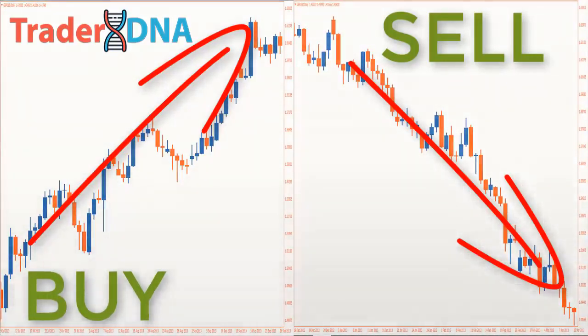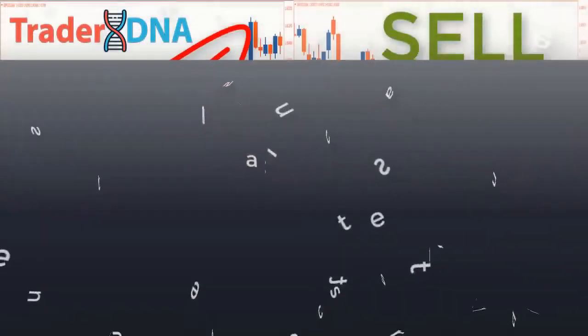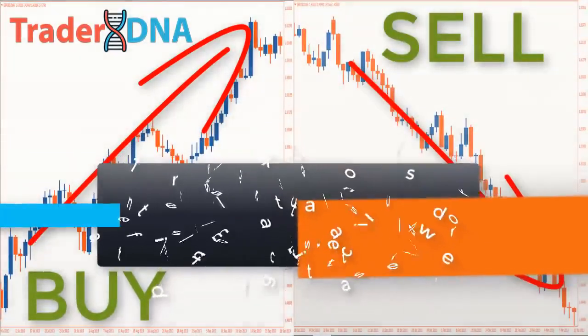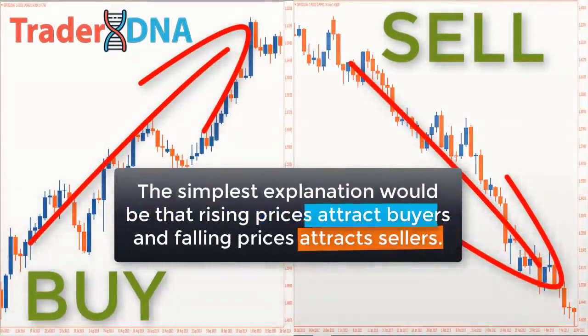There are various explanations for why price momentum occurs. Each bias has its own name and psychological explanation behind it. The simplest explanation would be that rising prices attract buyers and falling prices attract sellers. Our best momentum trading strategy is based on this simple explanation.